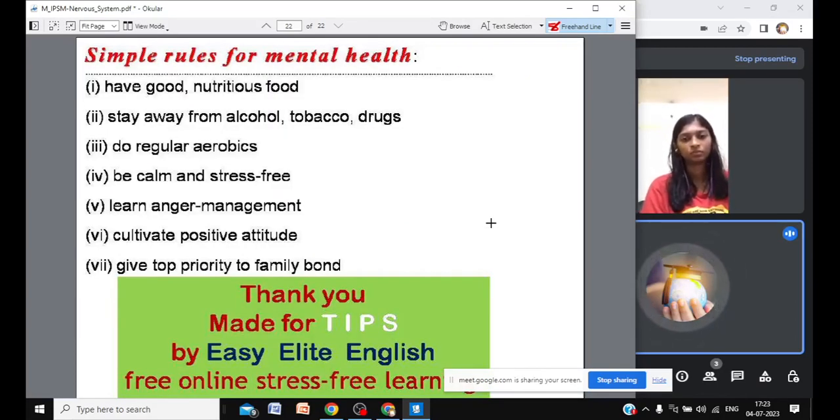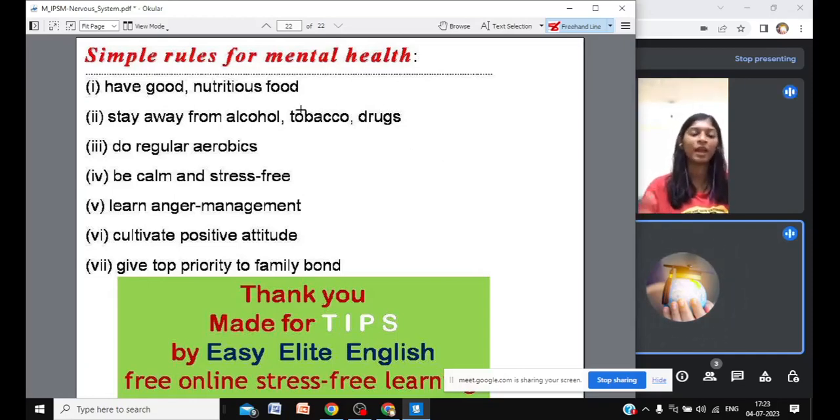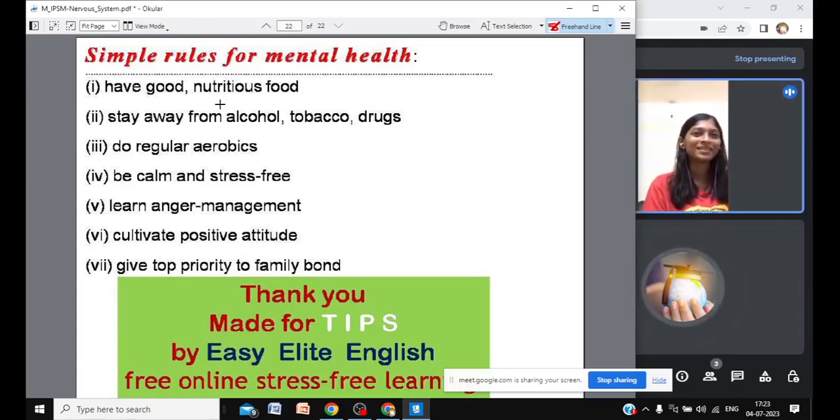So, simple rules for mental health. Like physical health, we also have mental health. Because you are in sports, you know that. You also have mental health, and that is a part of your sports. Those who are learning have one part, physical health including mental health. So they go hand in hand. So you will explain this. This is your part. Simple rules for mental health.